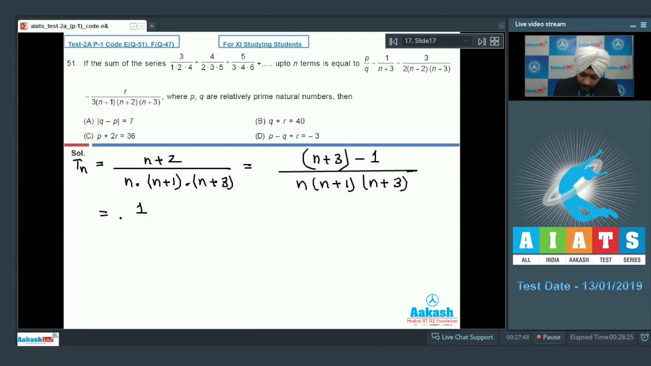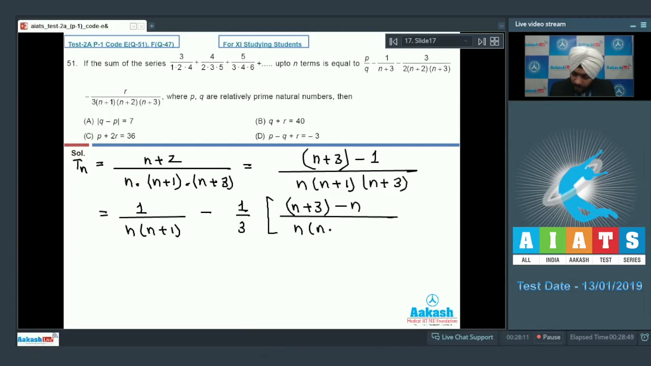First term is simply 1 upon n into n plus 1. When I write the second term, I know that it is 1 upon n into n plus 1 into n plus 3. So I'll again multiply and divide by 3. So 1 by 3, this 3 will be written as n plus 3 minus n, upon n into n plus 1 into n plus 3. This is simply 1 upon n into n plus 1 into n plus 3.